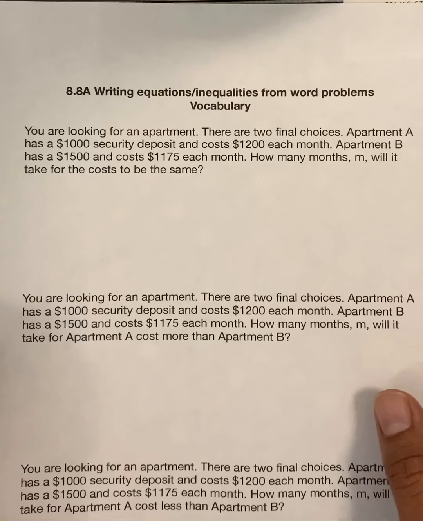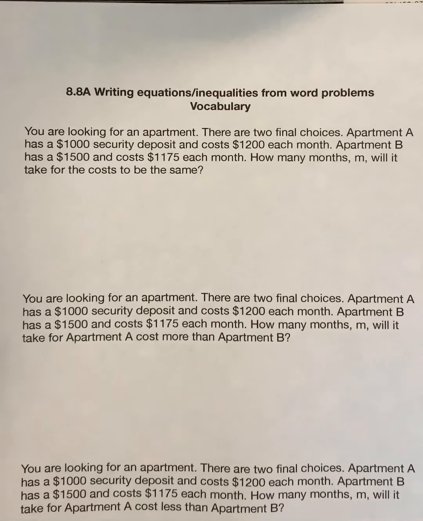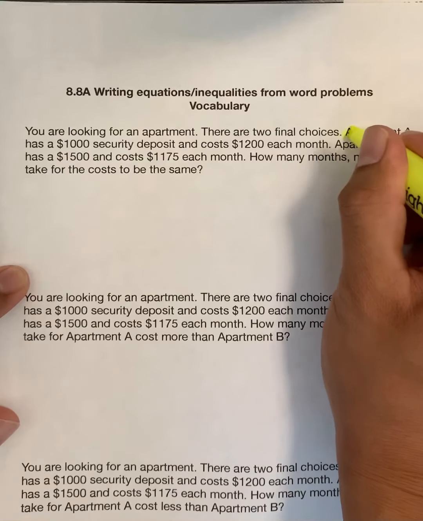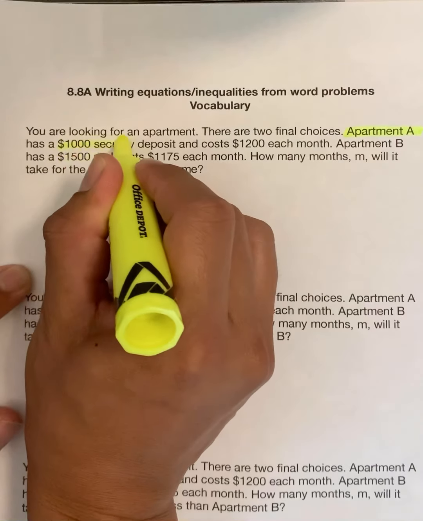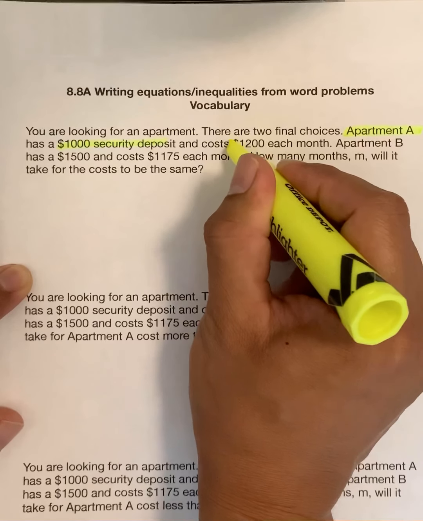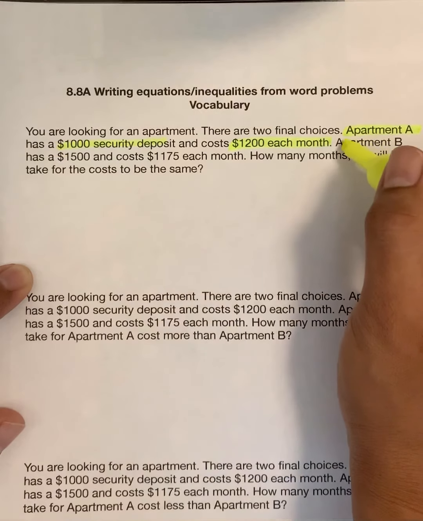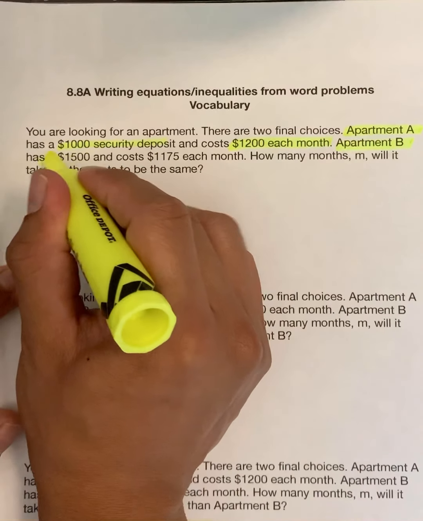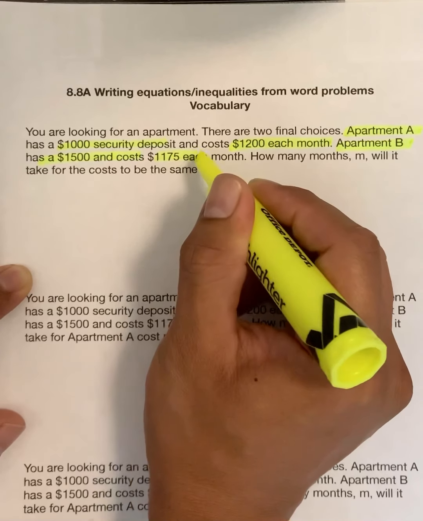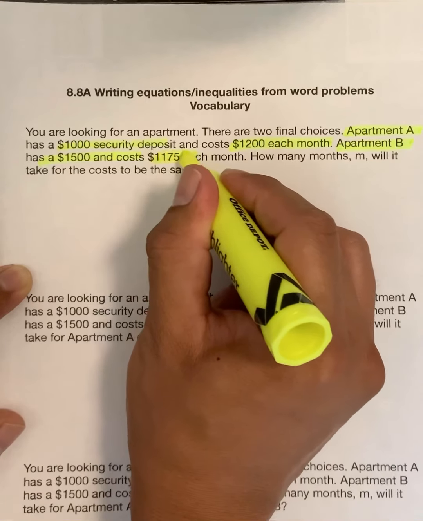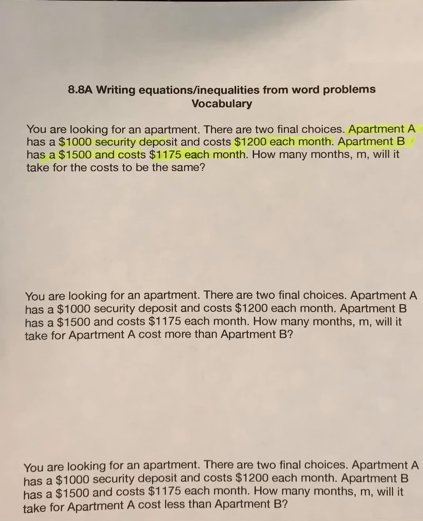You're looking for an apartment, and there are two final choices. From yesterday's video, you already know to pull out important information. Apartment A has a $1,000 security deposit and a cost of $1,200 each month. And apartment B has $1,500 and then $1,175 each month. How many months will it take for the cost to be the same?